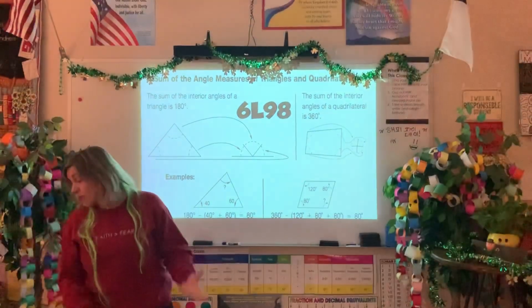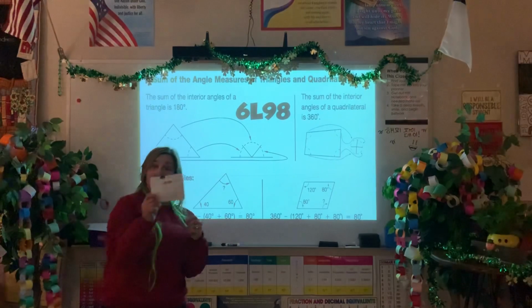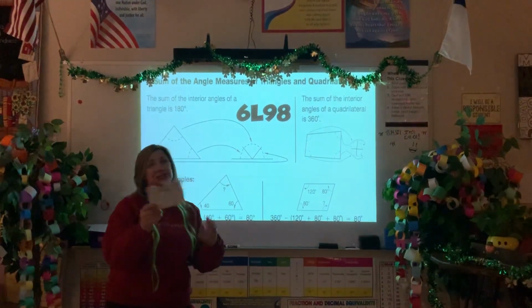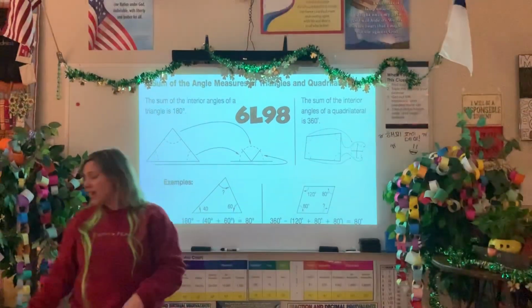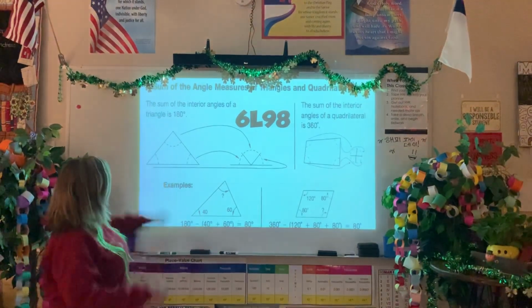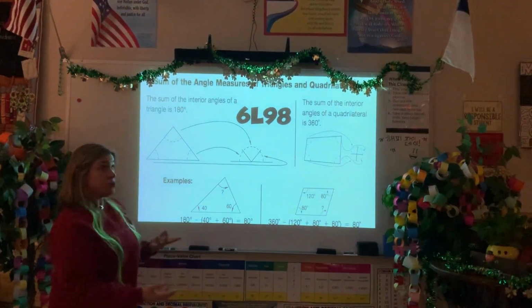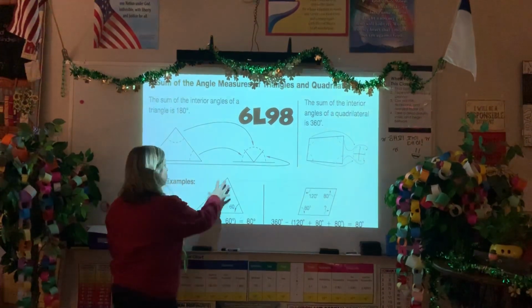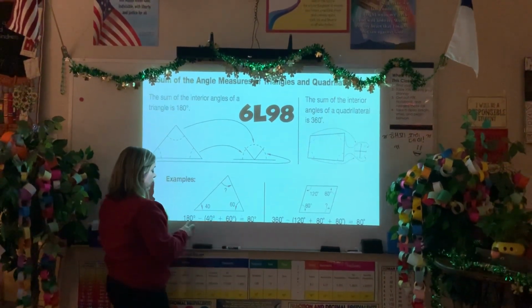So let's take a look at this example. Well, actually, these are the notes that you will be getting when we come back. I'm not going to send those to you to have you copy and put in later, but that's what we've got here, where it just shows you basically what I just showed you, that triangles always add up to 180 degrees.